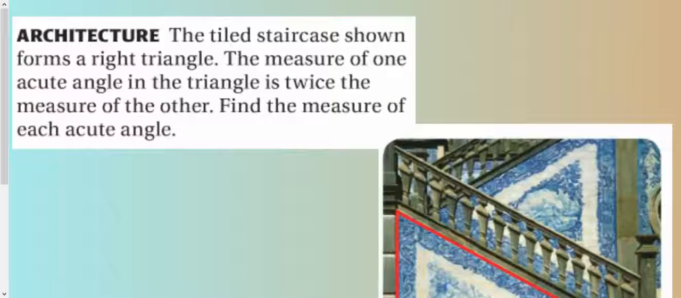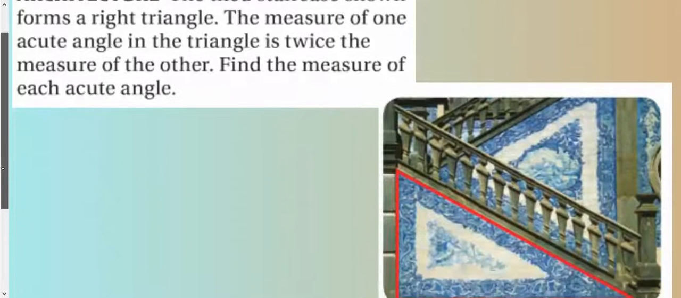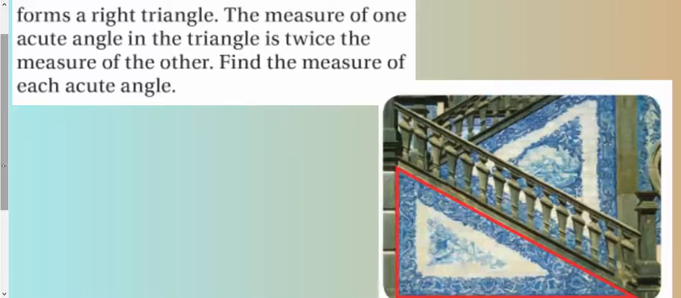The tiled staircase shown forms a right triangle. The measure of one acute angle in the triangle is twice the measure of the other. Find the measure of each angle. So we're going to use the triangle sum theorem right now. So here's our picture that they give us.